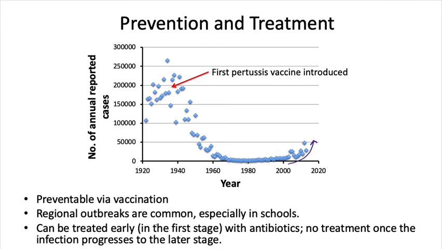And as far as treatment goes, it can be treated in that early stage, in that colonization stage, with an antibiotic. But after the infection reaches the toxin stage, antibiotic treatment will not be effective.